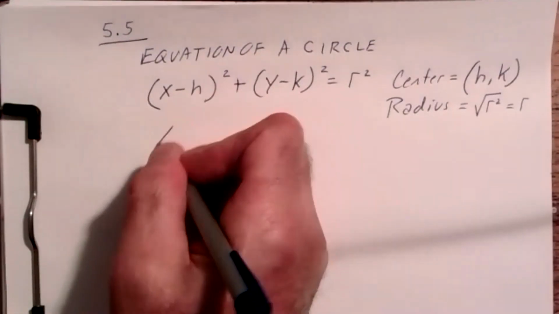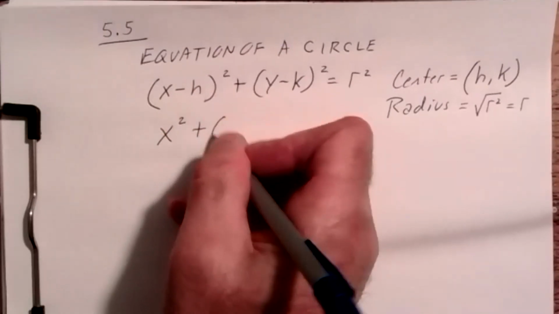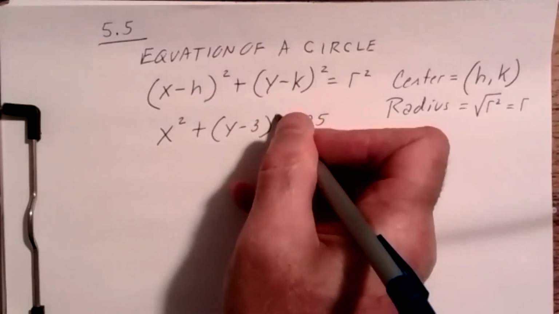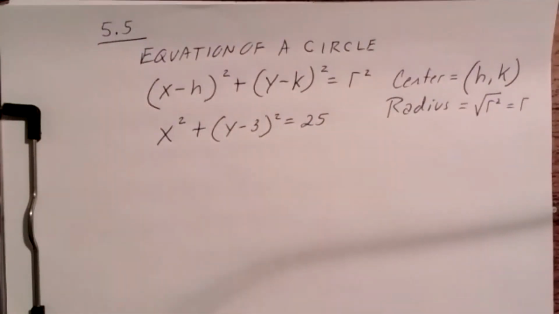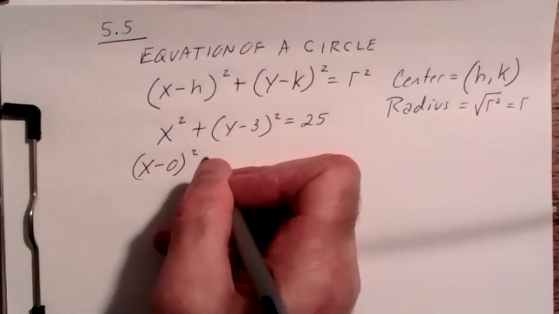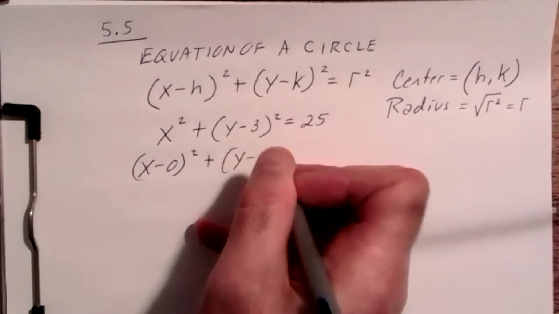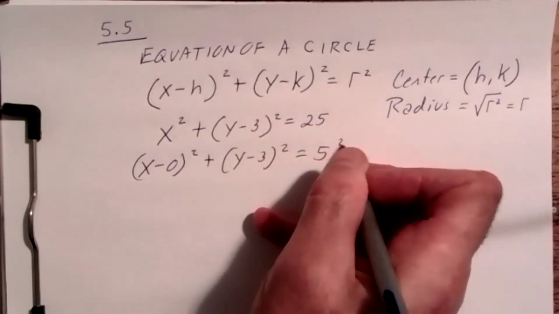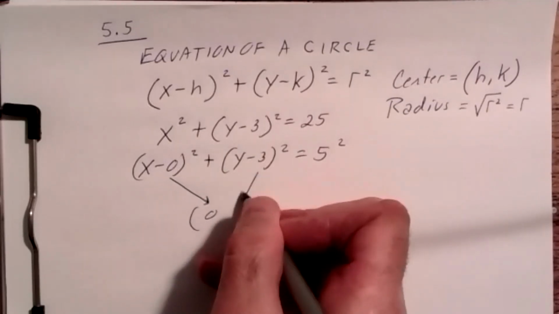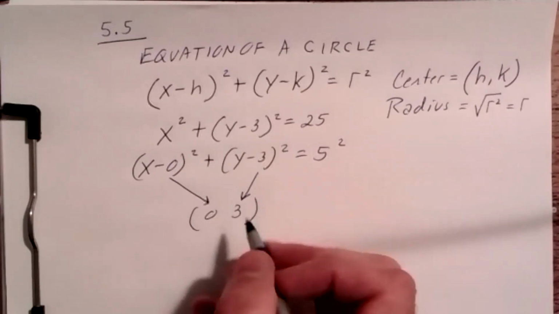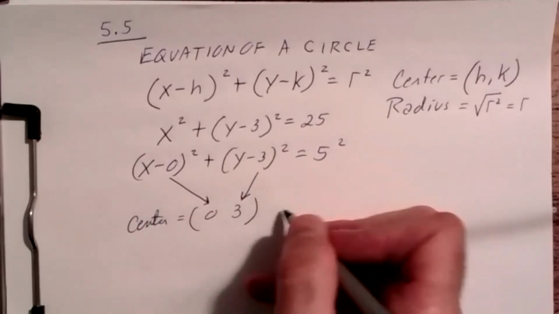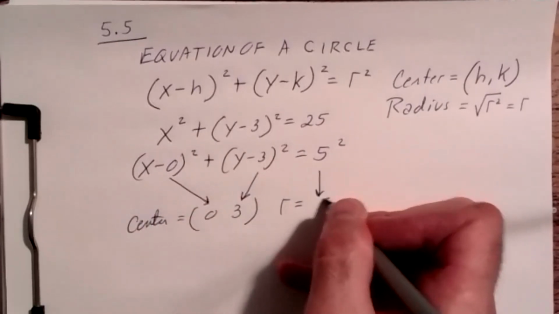So if I have this equation here, x squared plus (y minus 3) squared equal to 25, this is the equation of a circle. And the center of this circle would be at (0, 3). That would be the center. And the radius would be equal to 5.